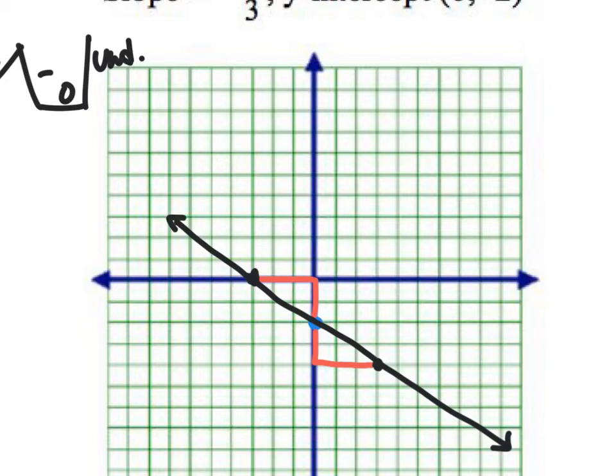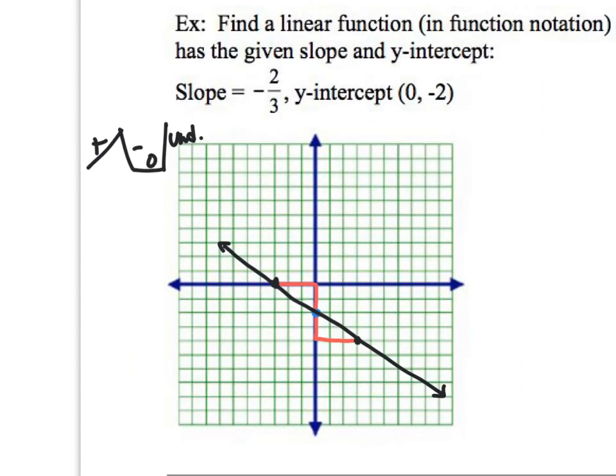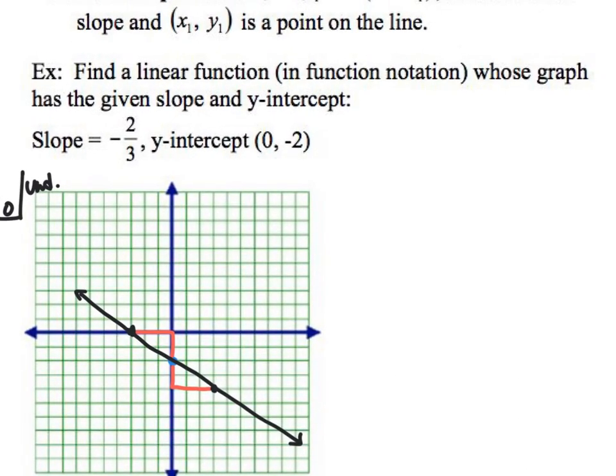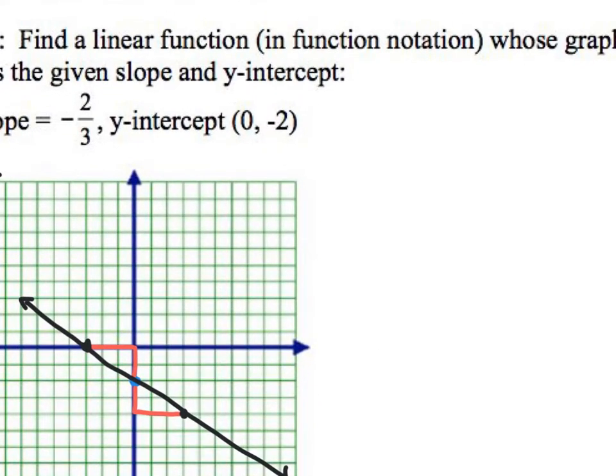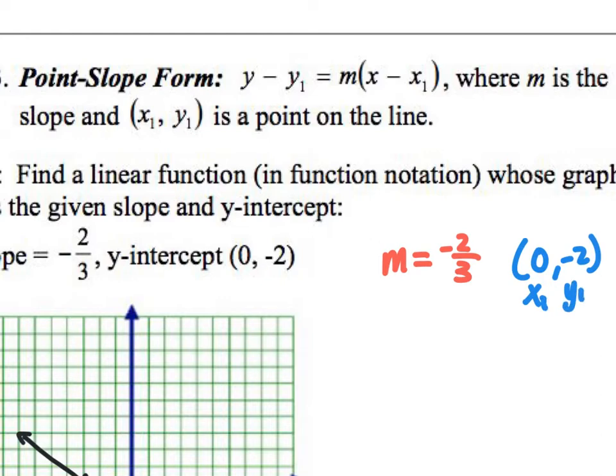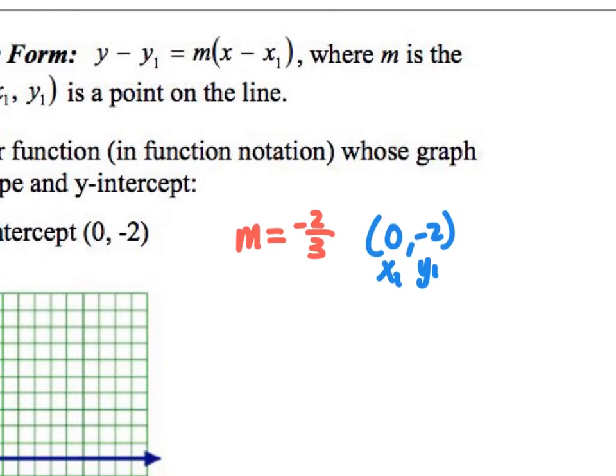All right, so there we got that. We're good on that front. So now I've graphed this equation. Now I'm going to do this 2 ways. I'm going to use point-slope form first. I'm going to call my slope m is equal to negative 2/3, and my point on the graph is the point 0, negative 2. So I'm going to call this x sub 1, y sub 1. Now what I want to do is use my formula.